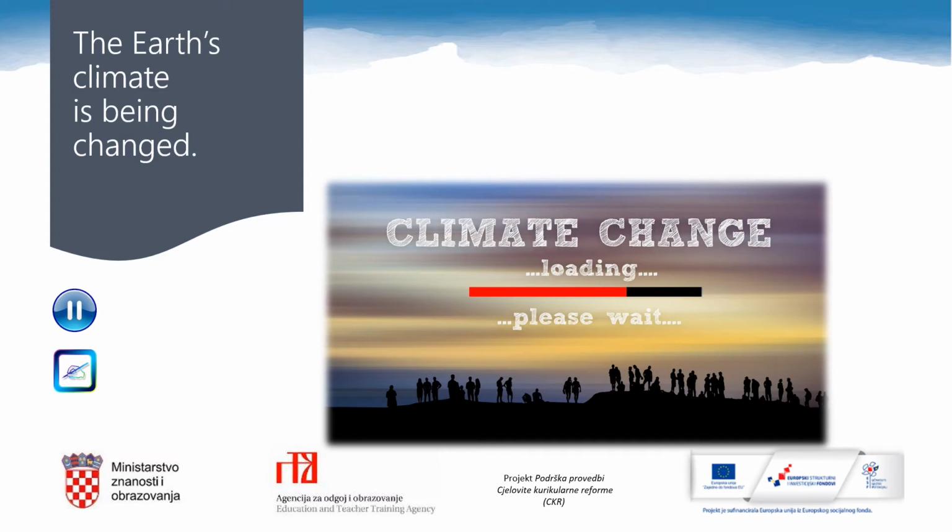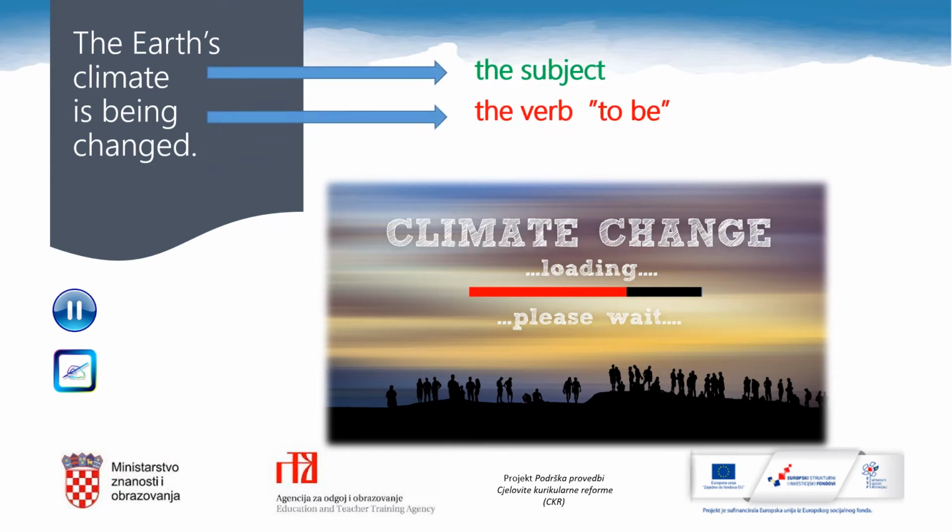It means that the Earth's climate is being changed. There is the passive voice in this sentence as well. The Earth's climate is the subject of the sentence. Is being is the present continuous tense of the verb to be, and changed is the past participle.